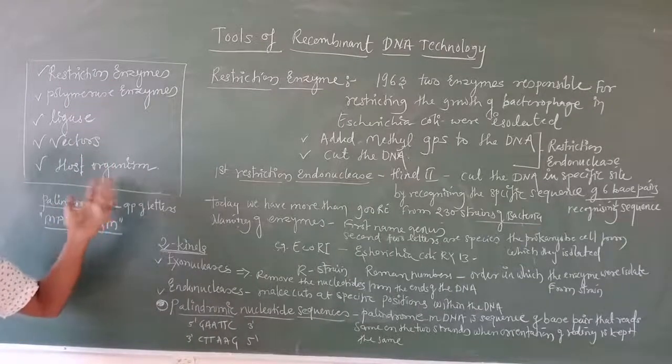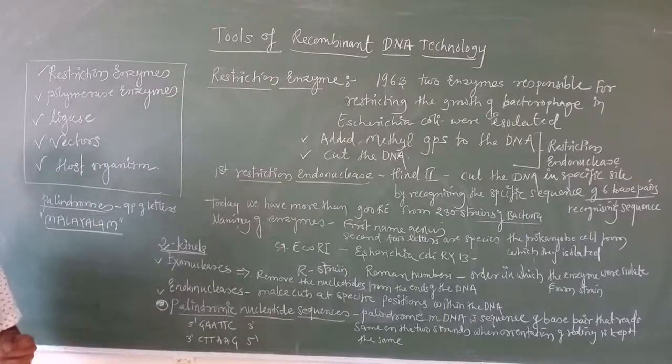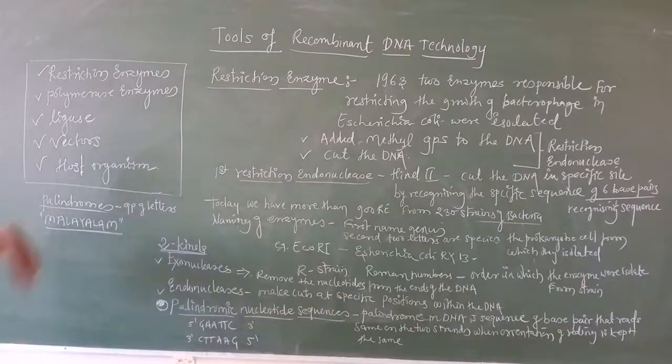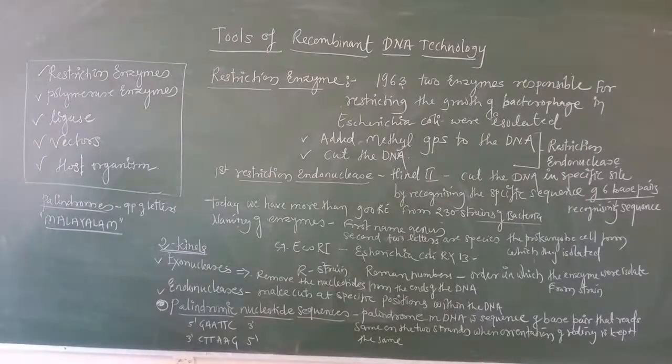And I explained this in the previous class: how we take a restriction enzyme, how we cut the DNA, and how we join the cut chains of DNA with the help of ligase. Then as a vector, we use the plasmid. We discussed the plasmid. Then we introduce the plasmid into the host organism. These are the things we were studying yesterday.